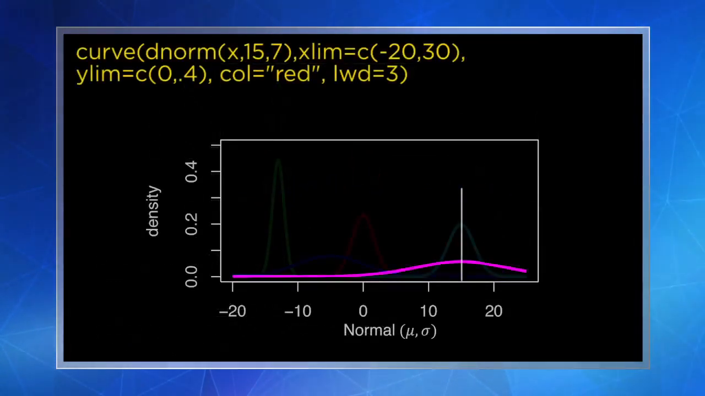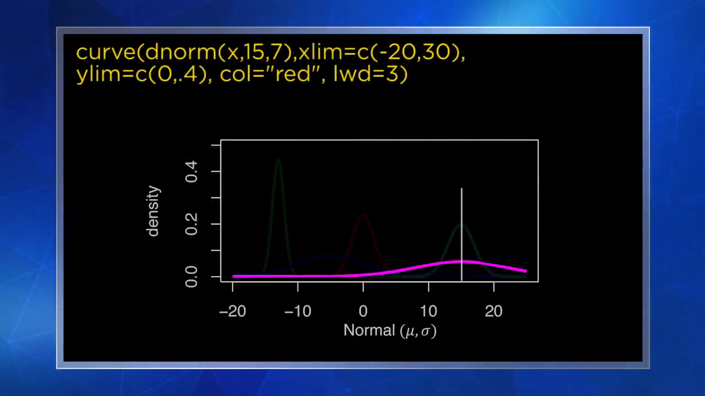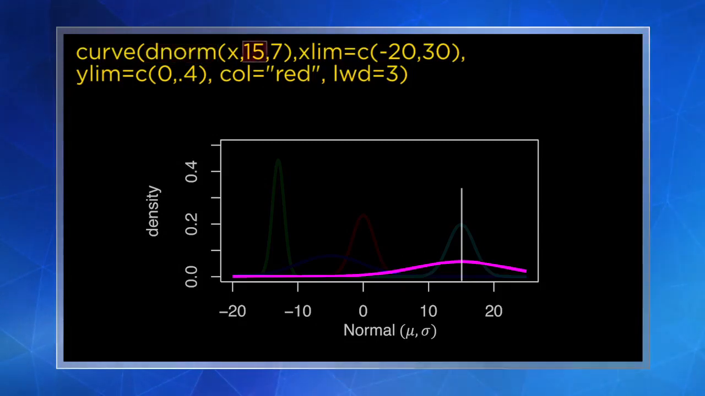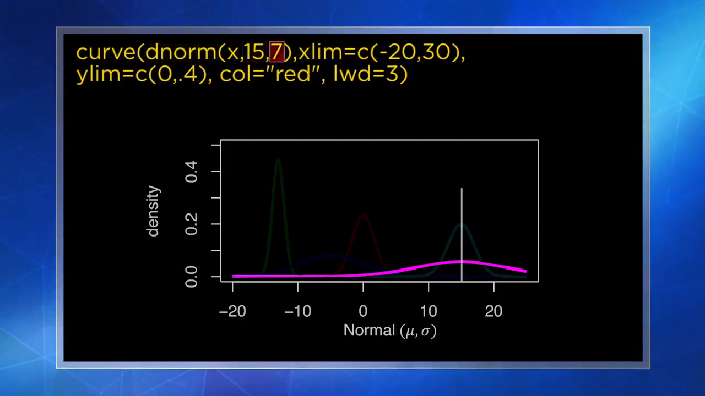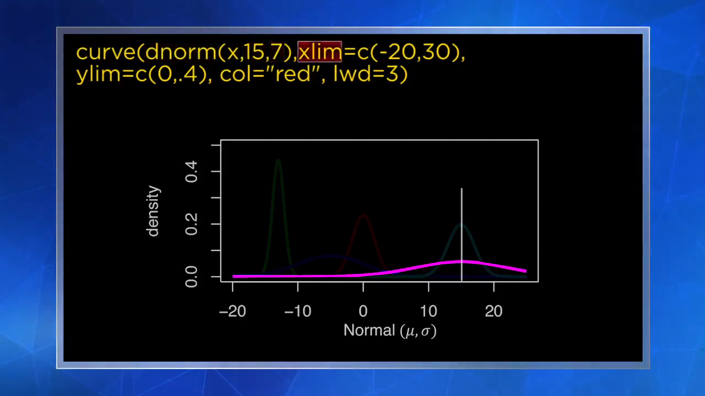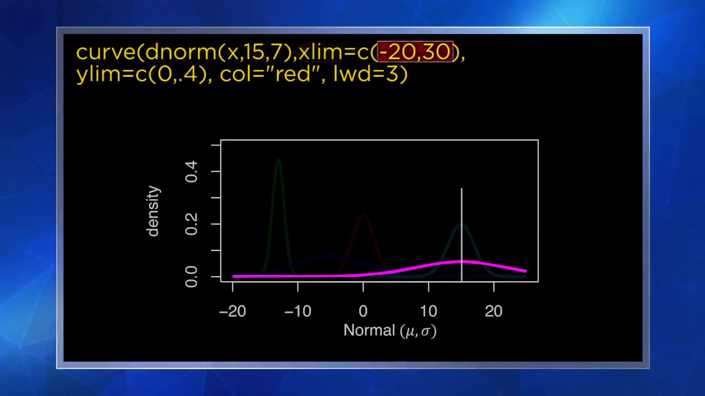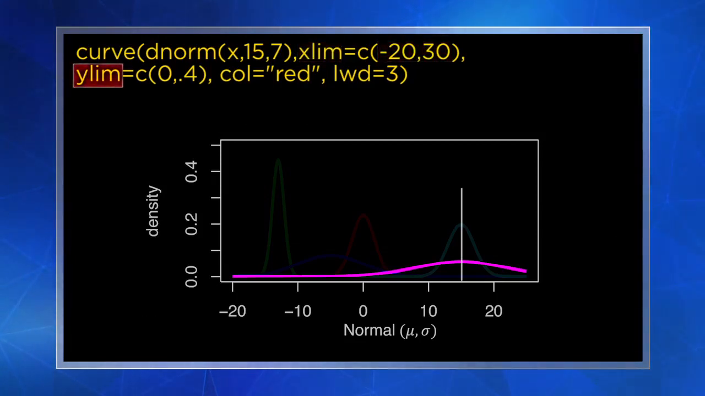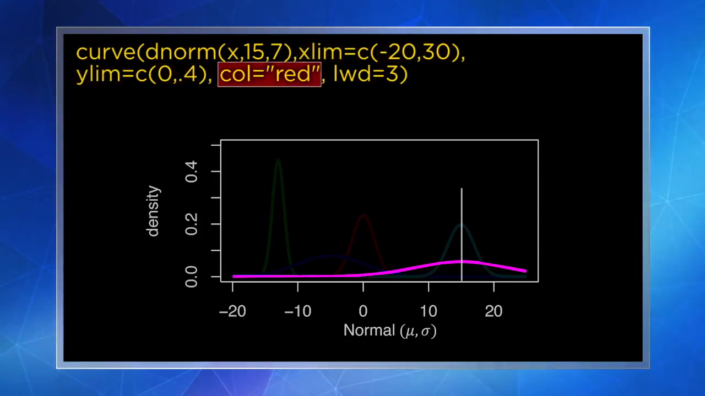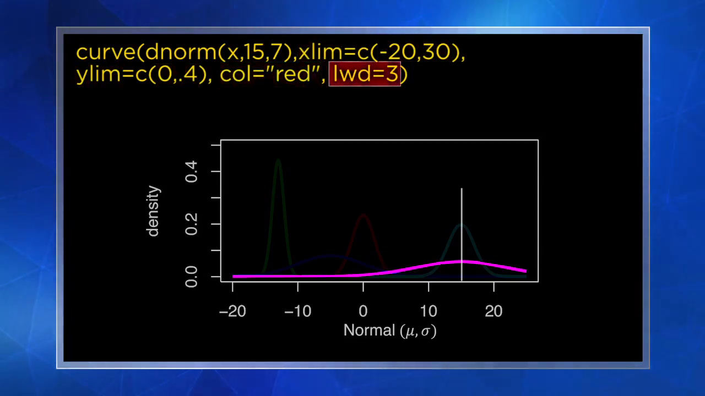We can use the curve command to plot the normal density, dnorm, at a series of x values with a mean of 15 and a standard deviation of 7. Now here we set the limit for our x-axis, which is going to range from minus 20 to 30. And the limit for our y-axis, well, that's going to range from 0 to 0.4. And the color of the plot is red with a line of width 3.